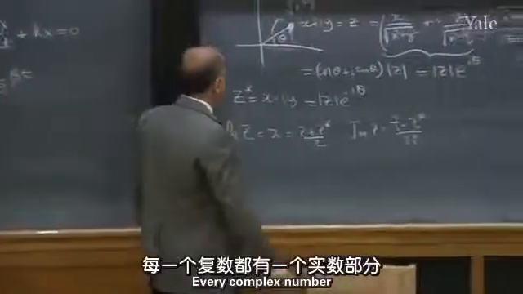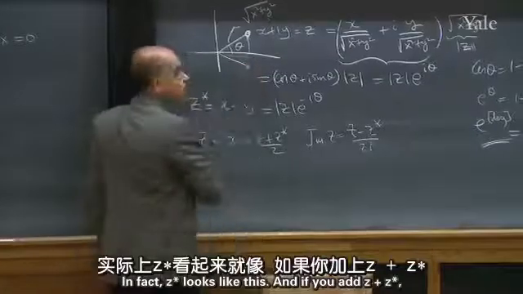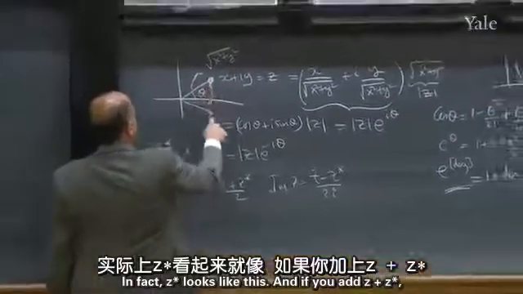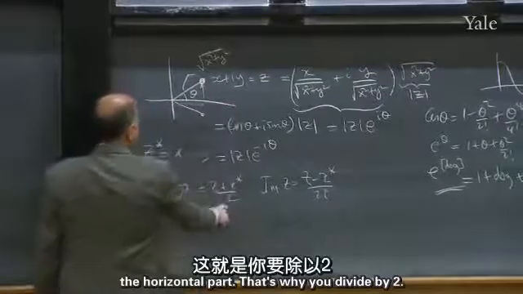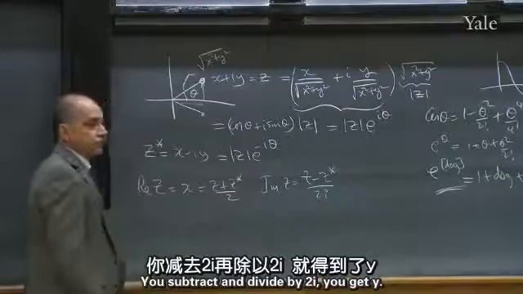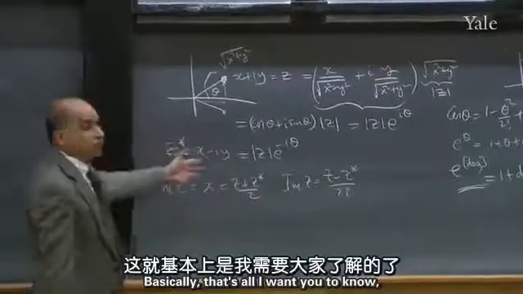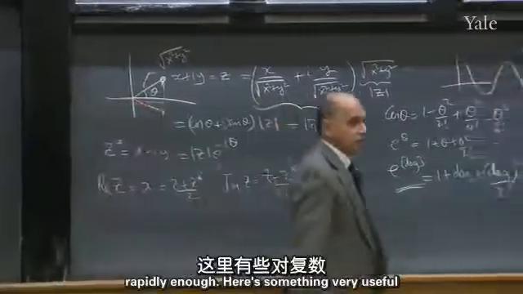This is what you need to know. Every complex number has a real part and an imaginary part. In fact, z star looks like this. And if you add z plus z star, the vertical parts cancel, and you get double the horizontal part. That's why you divide by 2. If you subtract and divide by 2i, you get y. Basically, that's all I want you to know, but I want you to be able to manipulate them rapidly enough.